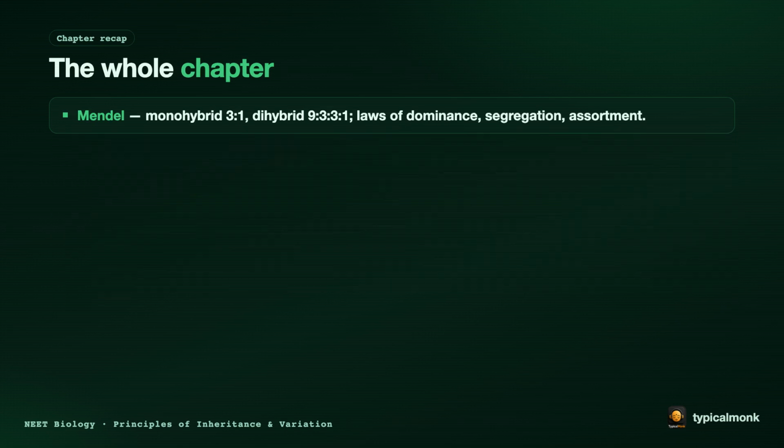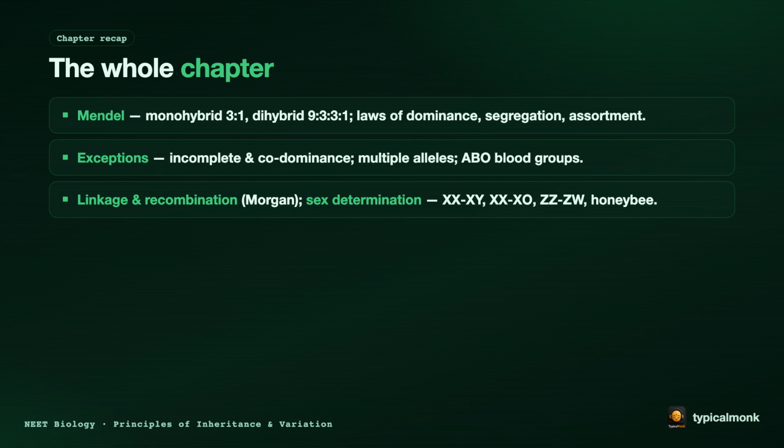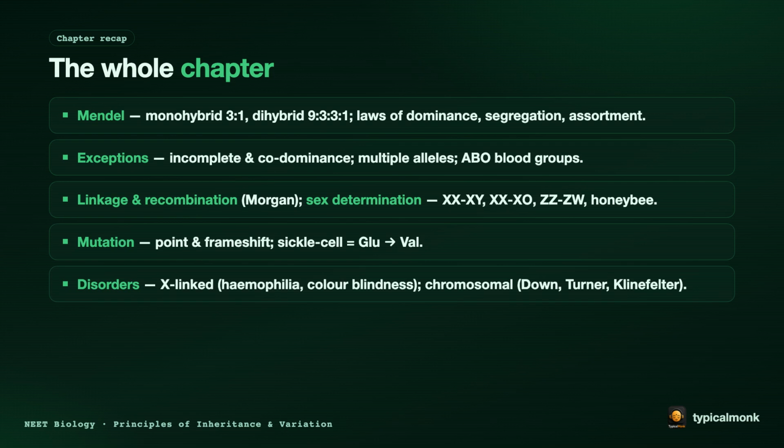Let's gather the whole chapter in one breath. Mendel, monohybrid 3:1, dihybrid 9:3:3:1, the laws of dominance, segregation, assortment. The exceptions: incomplete dominance and codominance, multiple alleles, ABO blood groups. Linkage and recombination, that is Morgan, sex determination, XX-XY, XX-XO, ZW-ZZ, the honeybee. Mutation, point and frame shift, sickle cell means glutamic acid to valine. Disorders: X-linked, that is hemophilia and colorblindness, chromosomal, that is Down, Turner, Klinefelter.